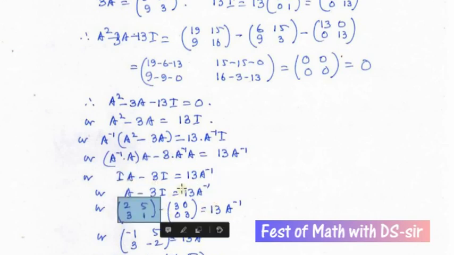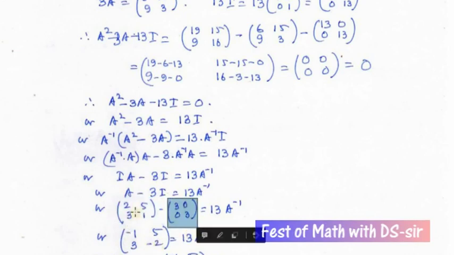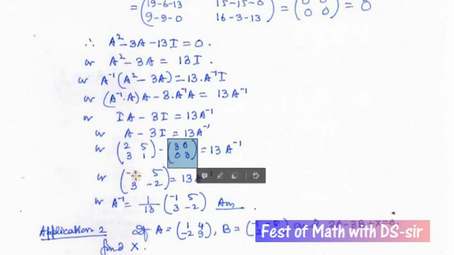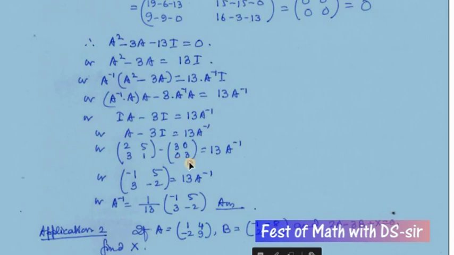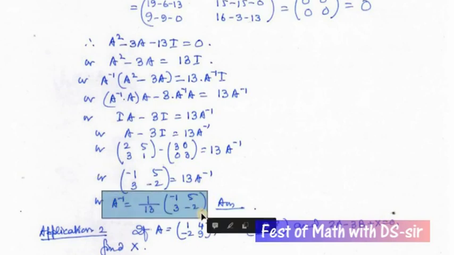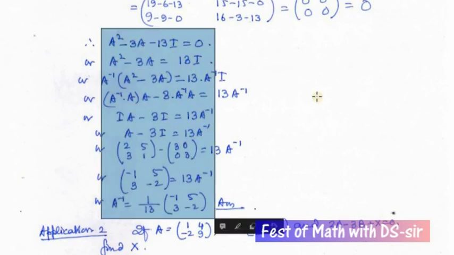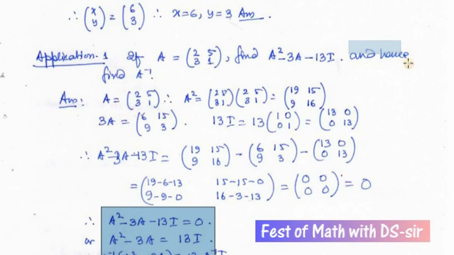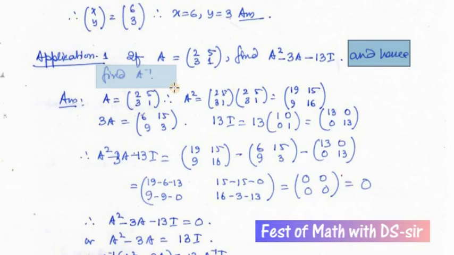Now see, A is this and 3I is this. After subtracting, we get 2 minus 3 is minus 1, 5 minus 0 is 5, 3 minus 0 is 3, and 1 minus 3 is 2. That is 13 A inverse. So what is A inverse? This by 13. That gives you the value of A inverse. You have to calculate A inverse in this way, using the result.